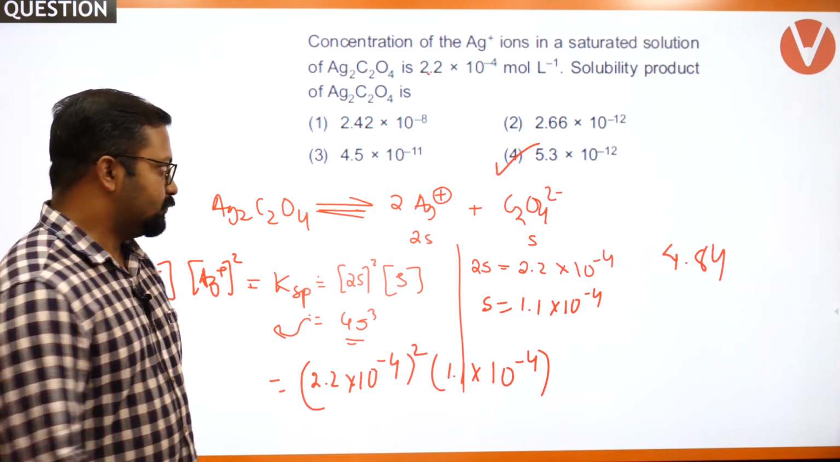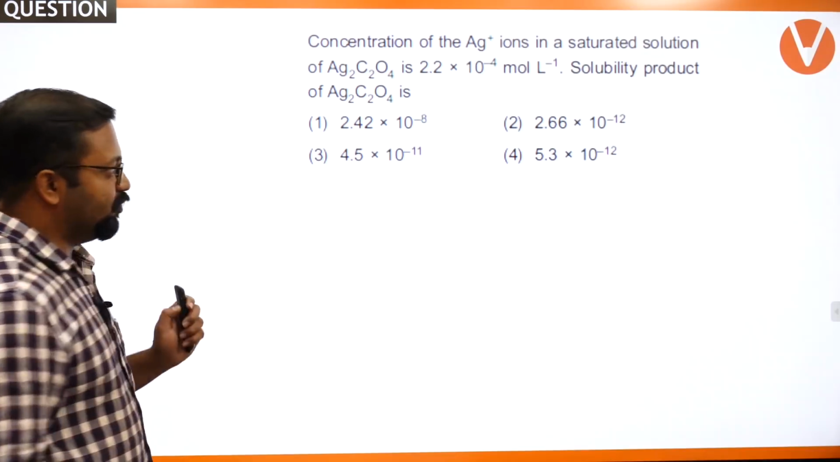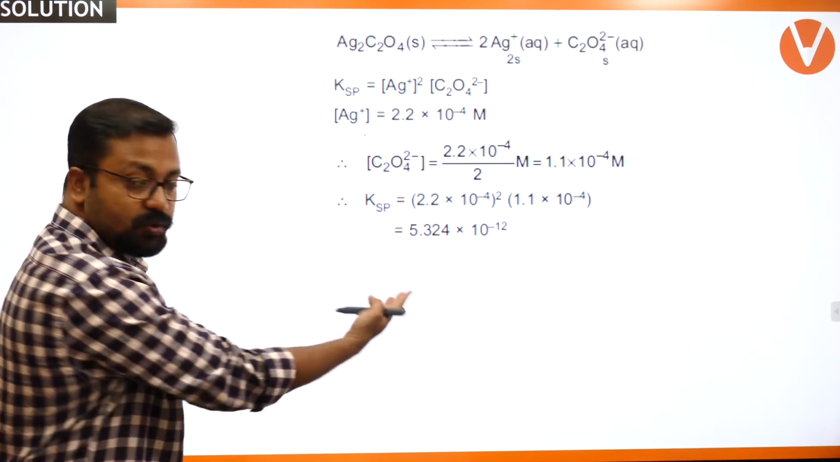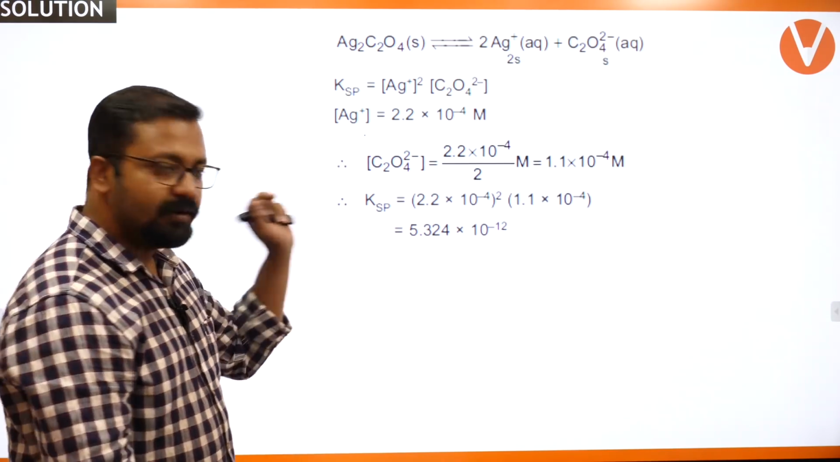Okay, so let's move on to the next question. So 5.3 times 10 raised to minus 12, the right answer is 5.3. D is the right answer.